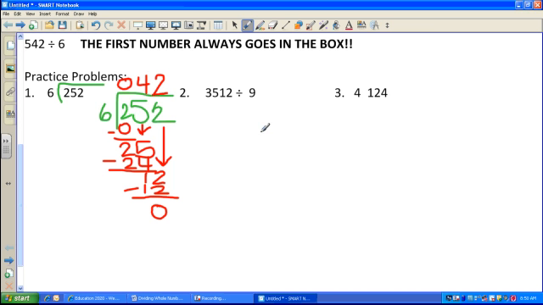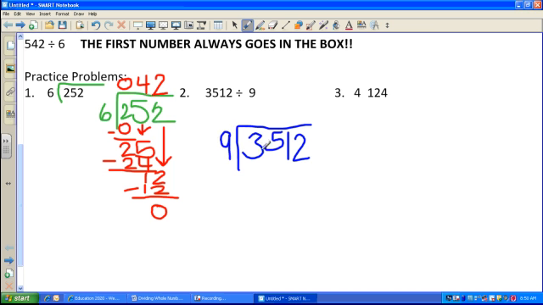So if we look at problem number 2, I have 3,512. Change my colors. 3,512. And that is being divided by 9. So I'm breaking that whole group up into groups of 9.